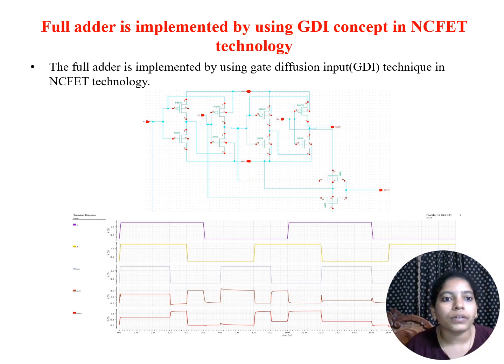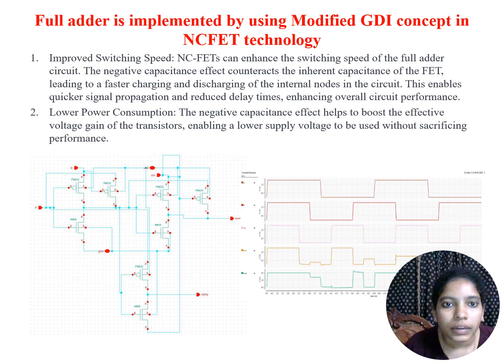Here the full adder is implemented using the GDI concept in NCFET technology. The full adder is implemented using the gate diffusion input technique in NCFET technology with the help of 10 transistors, and this is the corresponding transient response of this full adder. Now, the full adder is implemented using the modified GDI concept in NCFET technology, using 8 transistors, and this is the corresponding transient response of this full adder.